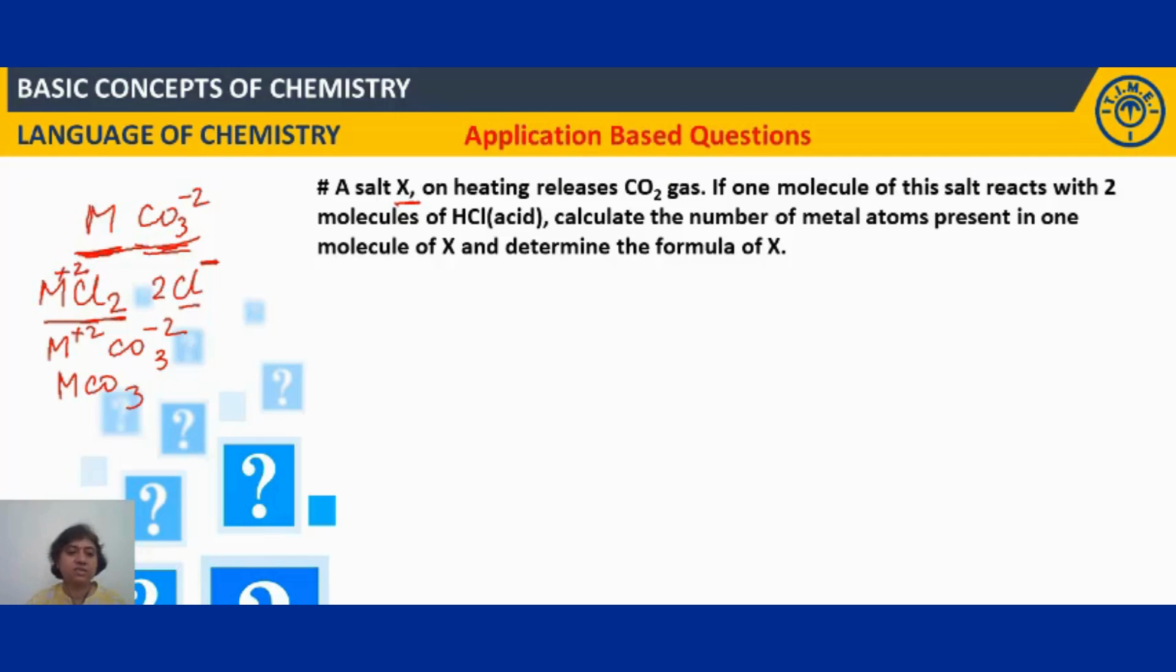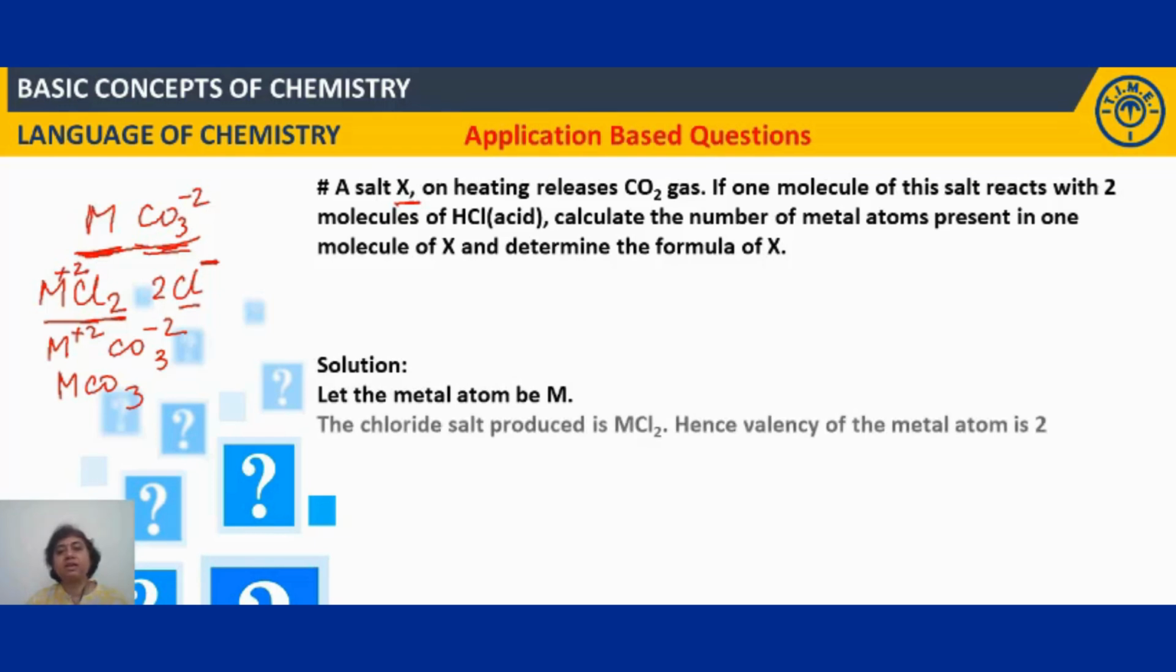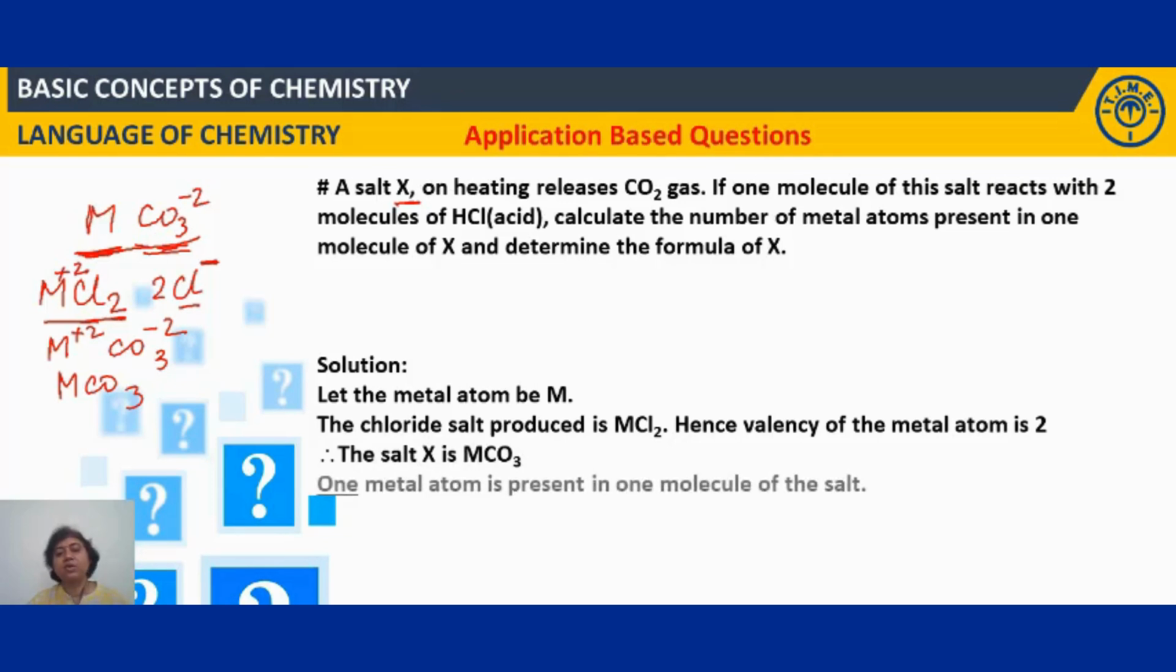Fine. Let's see the solution. Let the metal atom be M. The chloride salt produces MCl2, hence the valency of the metal is 2. The salt X is MCO3. One metal atom is present in one molecule of the salt. So since the formula is MCO3, only one metal atom is present. Determine the formula of X and the number of metal atoms present in one molecule of X, that is 1. Done? Okay. Shall we move on to the next question?